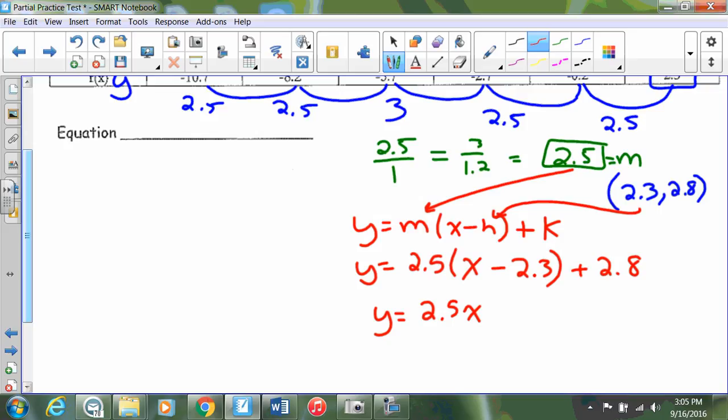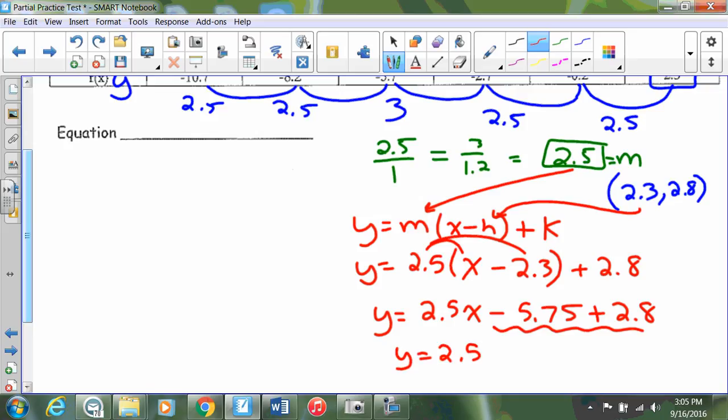Okay, let me go ahead and distribute the 2.5 times the 2.3, and we're going to have a negative 5.75. And our very last thing is we're going to have a negative 5.75, and we're going to add to that a 2.8. There we go. All right, and so we've really done a lot.